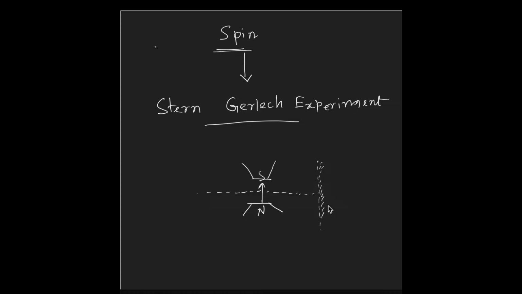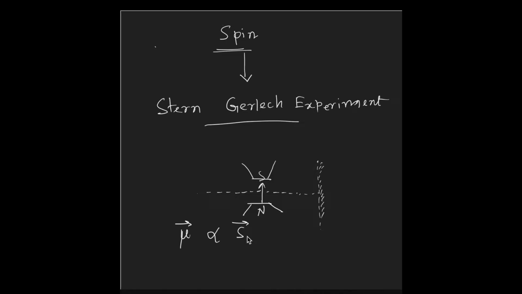Where does this magnetic moment come from? Ag atom has a single unpaired electron. If it possesses some spin angular momentum, that can give some magnetic moment. That mu, the magnetic moment, should be proportional to the spin angular momentum.